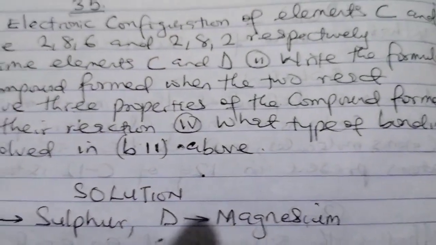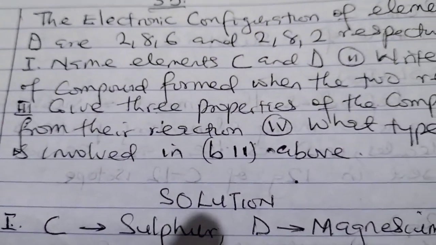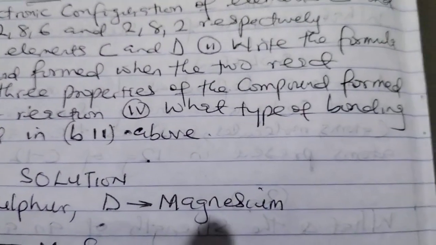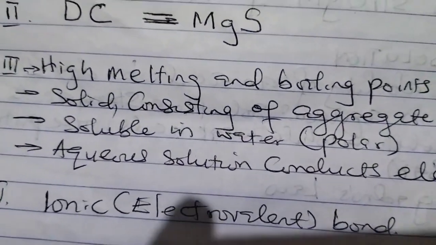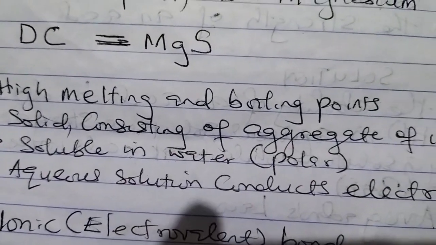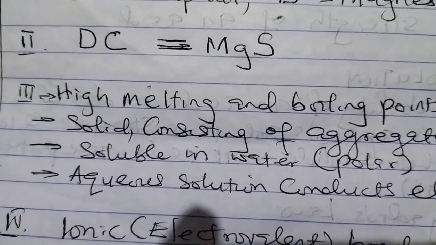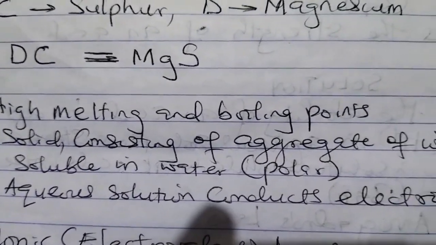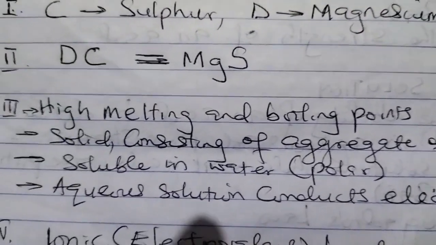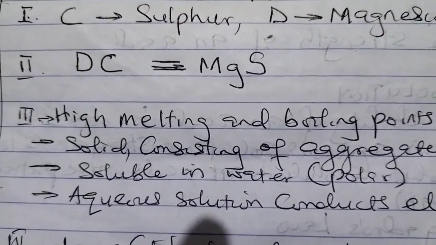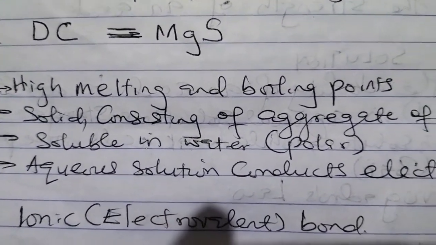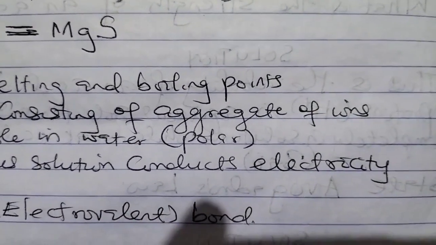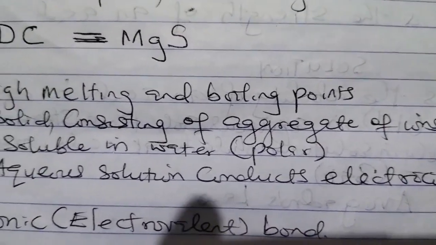Then number 3 says, give the properties of the compound formed, that is, the compound formed in number 2. The compound's properties are: number 1, high melting point and boiling point. Number 2, it is a solid consisting of an aggregate of ions. Number 3, soluble in water, or polar solvents. Then number 4, aqueous solutions of that compound conduct electricity, or the aqueous solution is an electrolyte.